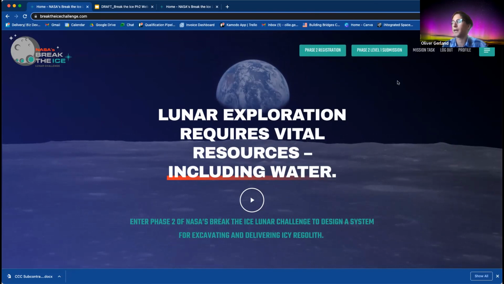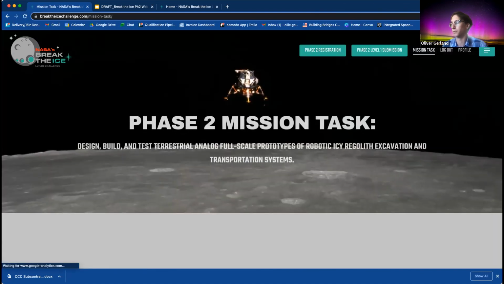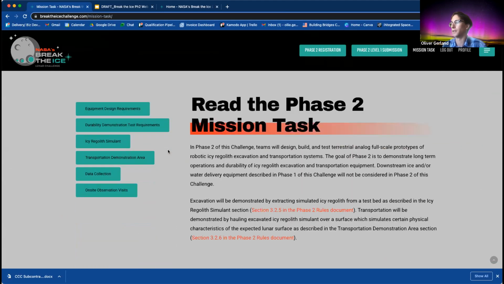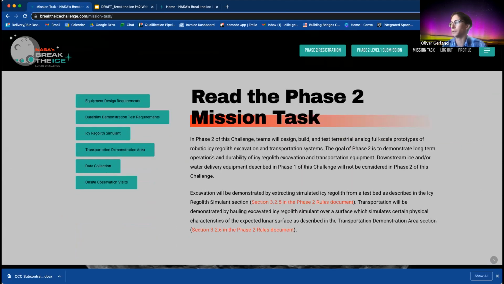But before I go into that, I'll just orient you to some of the key websites on our challenge site. So the mission task is a very important page. It gives a granular deconstruction of what the phase 2 mission task is trying to achieve. So it talks about the equipment design requirements, durability demonstration test requirements, the IC regolith simulant, all of the things that Mark and Jared just discussed.